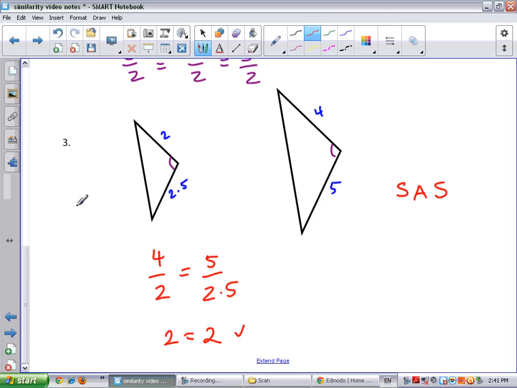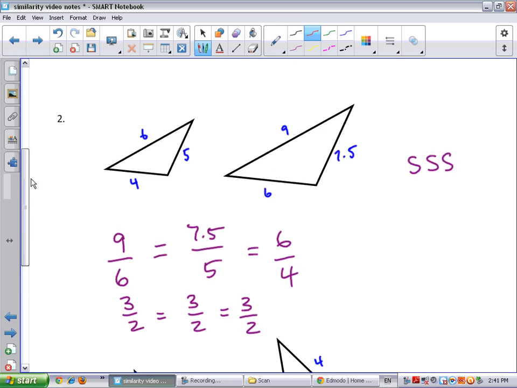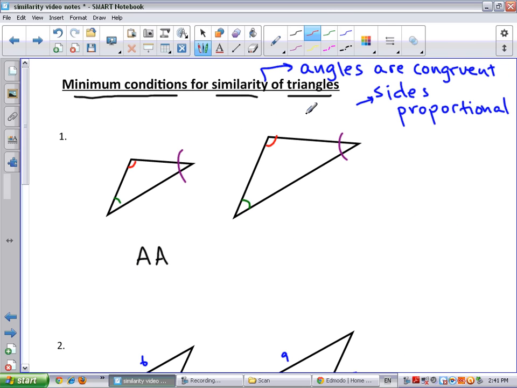So hopefully that helps you understand the minimum conditions for similarity. Hopefully you had a good time and had some enjoyment out of this video, and see you in class.